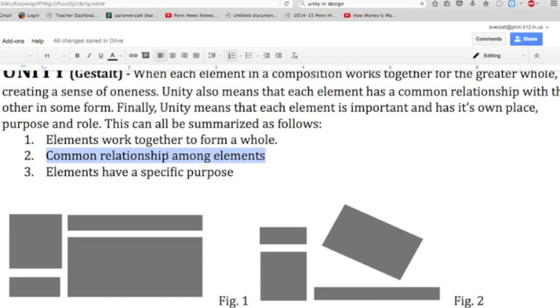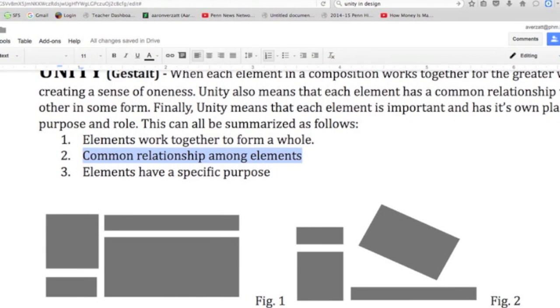How do we know if we've got unity? If we have a common relationship. And this is kind of fun. If you like puzzles, you can find all sorts of little tiny ways that elements are related to each other, and I'll show you a variety of them. But the relationship is not in their major form, but the relationship is actually how far apart they're spaced. That's one way.